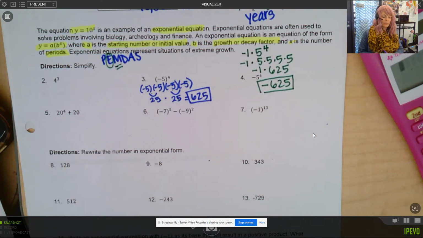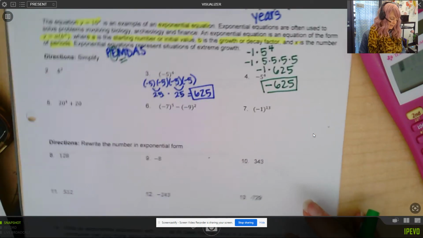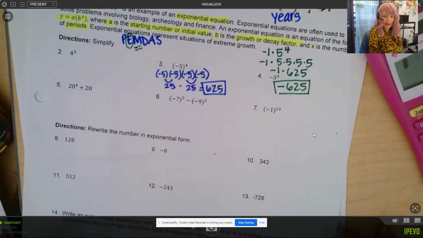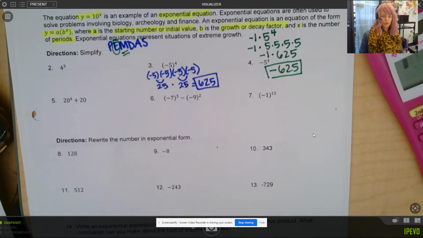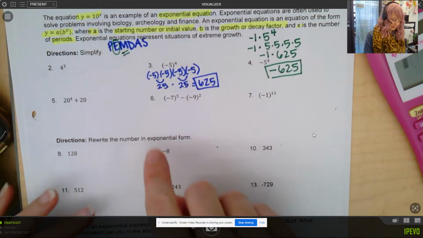Excellent. And if you are running out of space, you can always flip over your paper or use the back of your last page to show your work. Just make sure you're numbering it and scanning it in. Okay, so let's take a look at another one. Let's take a look at number 6.